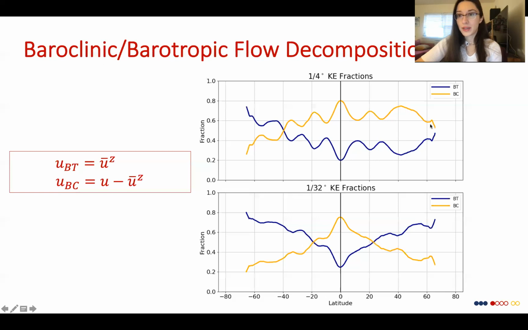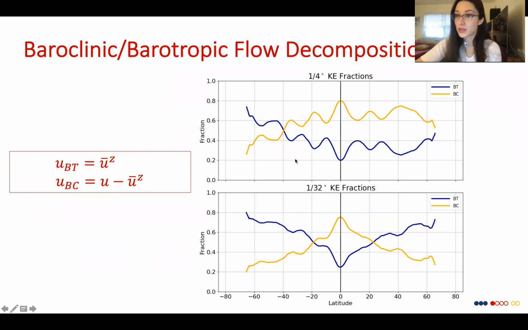A useful metric to consider this is to perform a baroclinic-barotropic flow decomposition. So here I simply define a barotropic velocity as being the depth averaged velocity. And the baroclinic velocity is the difference between the total velocity and the barotropic component. So the baroclinic velocity is the part of the velocity that is variable with depth. From these two velocity components, we can compute kinetic energies, and we can look at the partitioning of the kinetic energy between the baroclinic and barotropic parts.